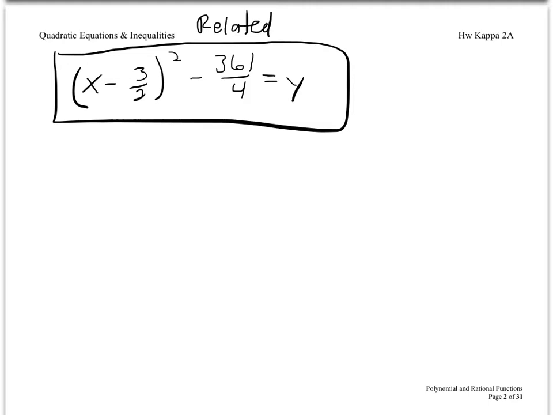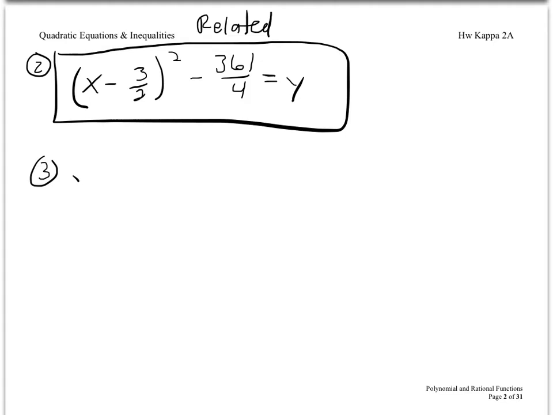The reason we want to use this version of the problem to graph, because looking at our parent graph, which is y equals x squared, this minus 3 halves translates the graph to the right 3 halves, and this minus 361 over 4 translates the graph down that many units. So step 2 is to find the related graph.